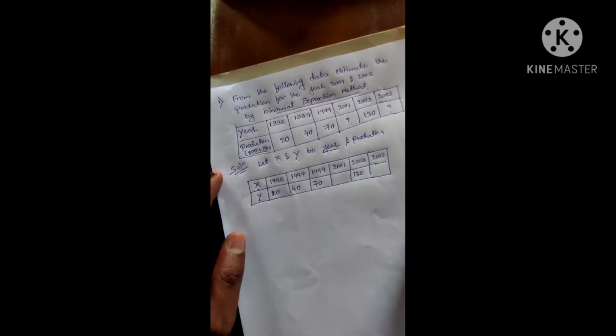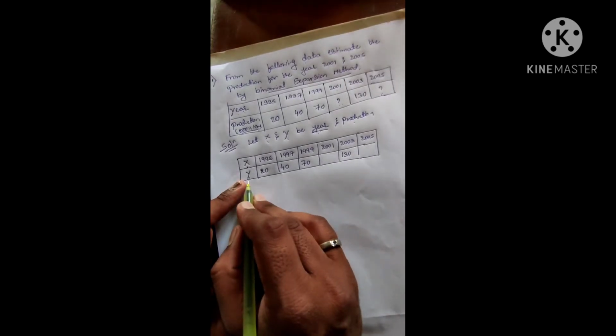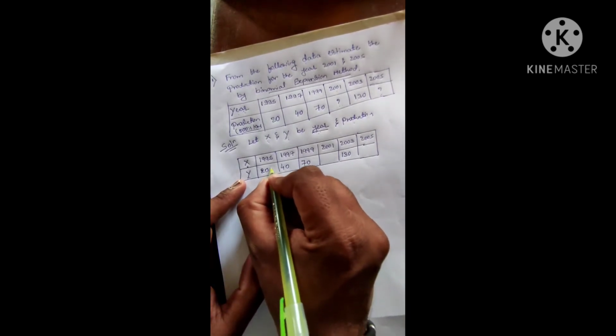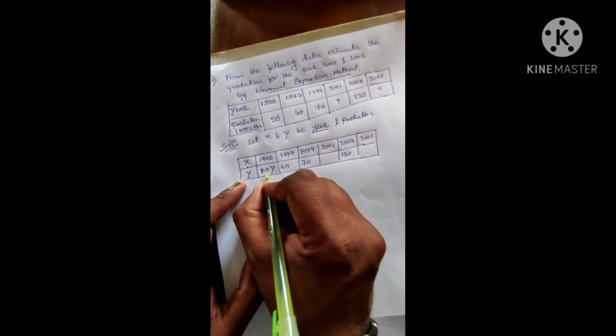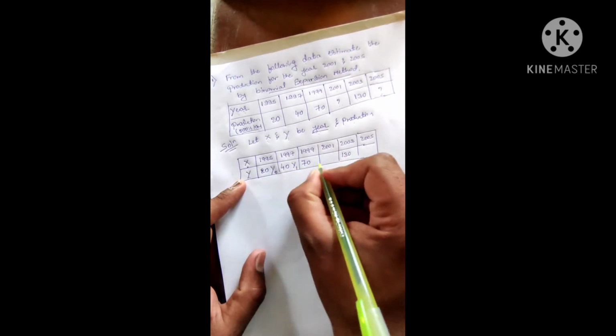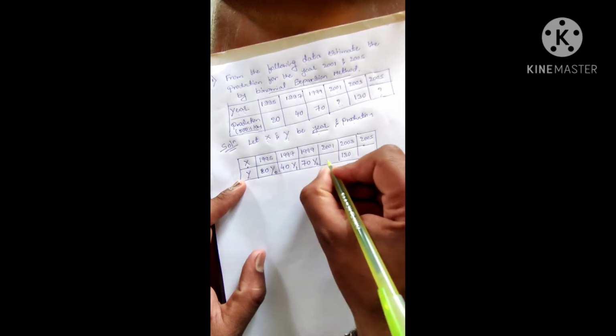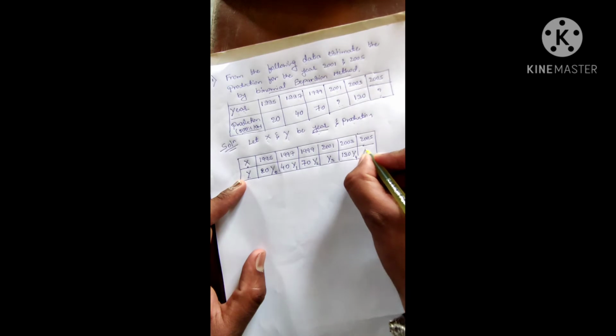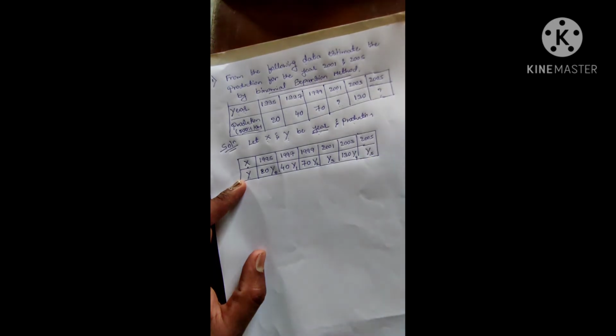After writing the given information, next we have to assign the base values for y. This is the y values. We assign the base values: the first year is y0, next y1, y2, y3, y4, y5. These are the base values we have to assign.